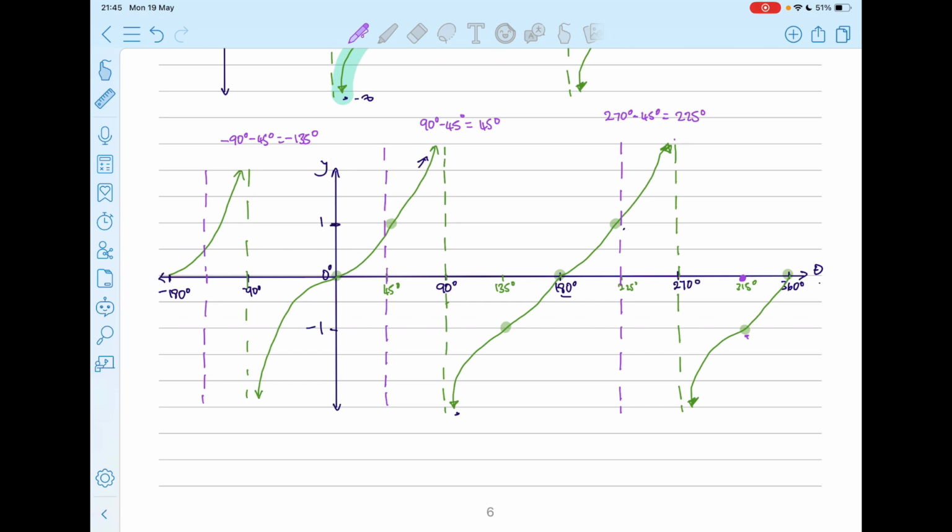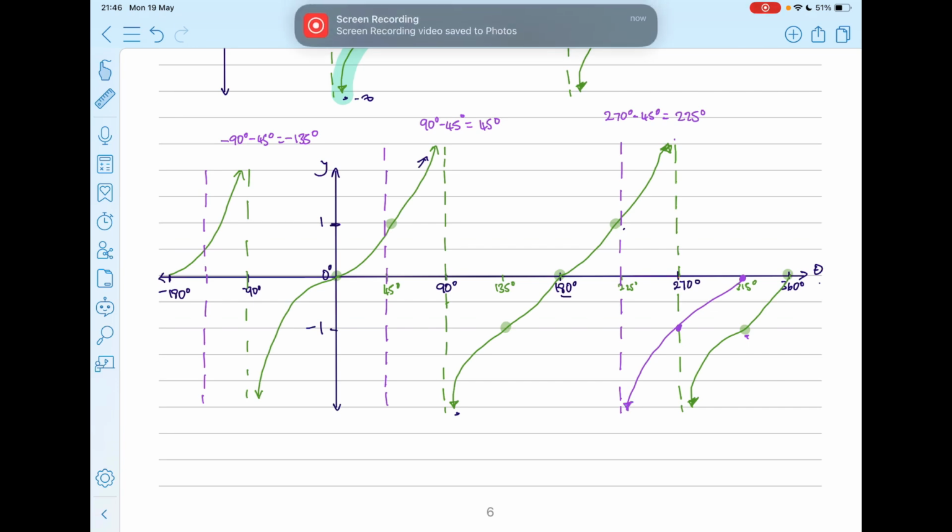so this point over here. When we shift that point 45 degrees to the left, that's 315 minus 45. That means it has now shifted over here. So now to join these, it looks like this. And we need to do that for all the points.